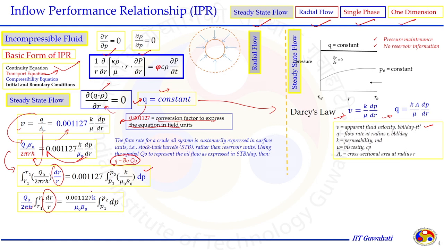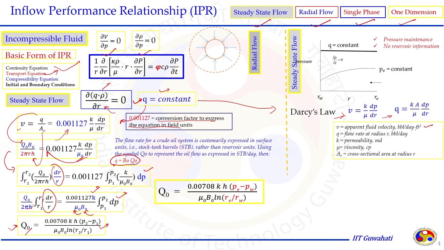On the right hand side, we are now making the assumption that k is constant, mu 0 is constant, and B0 is also constant. Inside the integral, we will have only the pressure term. Once we integrate this and adjust the equation in the form of Q0, the volumetric flow rate of oil at the STB condition, measured in STB per day, we get this expression. Simply del P became P2 minus P1, and ln of r will appear in the denominator. Adjusting this equation, P2 and P1 can be expressed for the conditions in our reservoir domain.